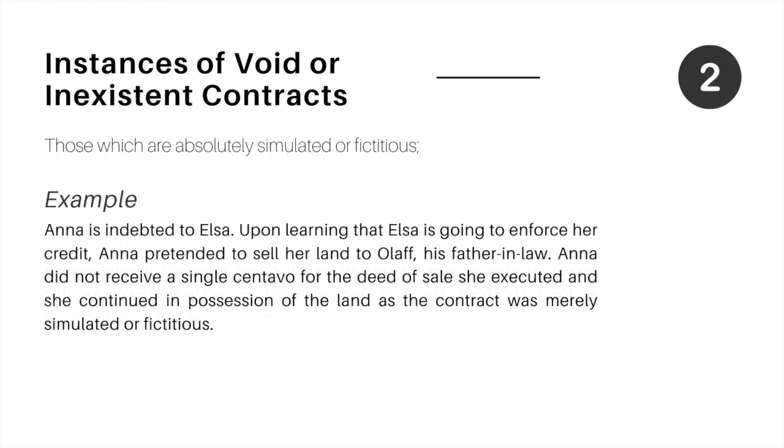Second, those which are absolutely simulated or fictitious. Example, Anna is indebted to Elsa. Upon learning that Elsa is going to enforce her credit, Anna pretended to sell her land to Olaf, her father-in-law. Anna did not receive a single centavo for the deed of sale she executed, and she continued in possession of the land as the contract was merely simulated or fictitious.